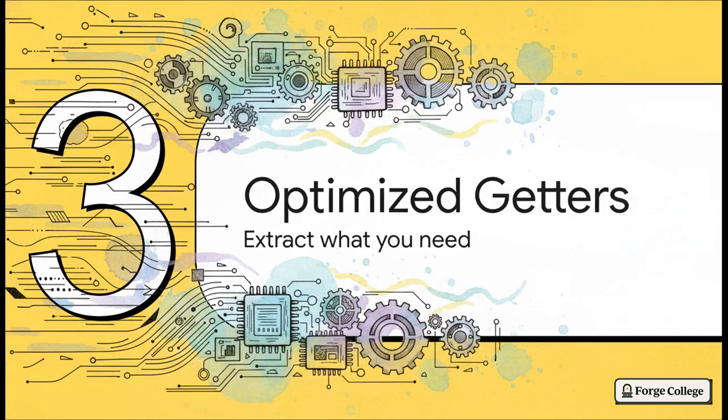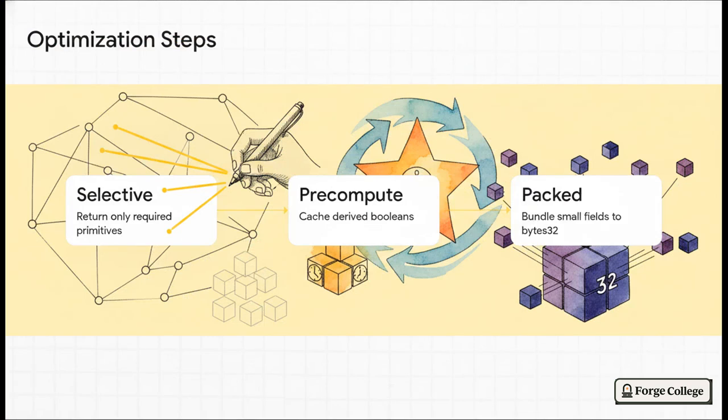All right, Section 3, Selective and Packed Getters. Extracting exactly what you need. So how do we actually fix this? Well, we have 3 primary techniques in our engineering toolkit today. First, selective getters. Second, precomputing or caching aggregates.